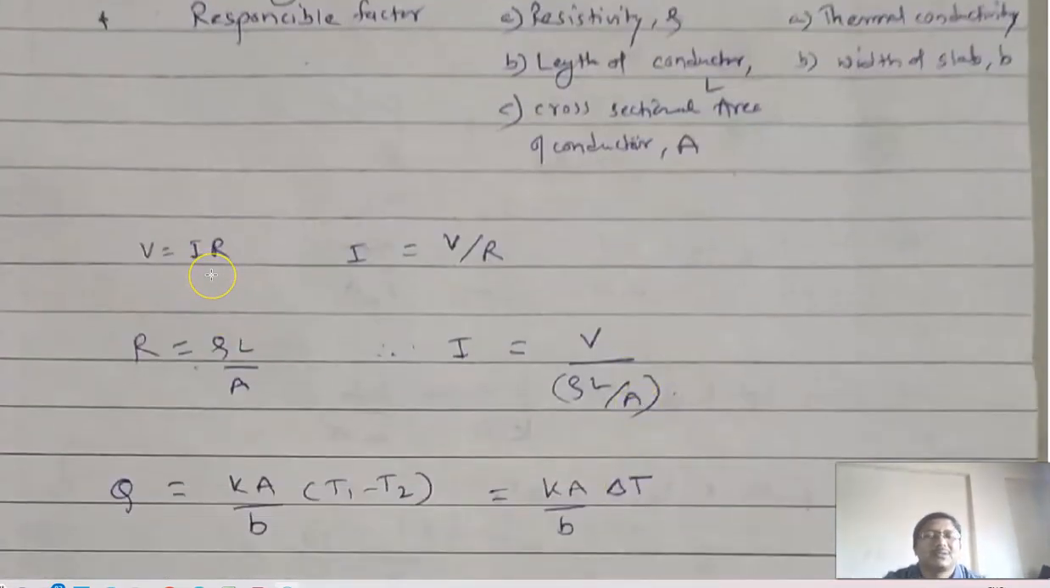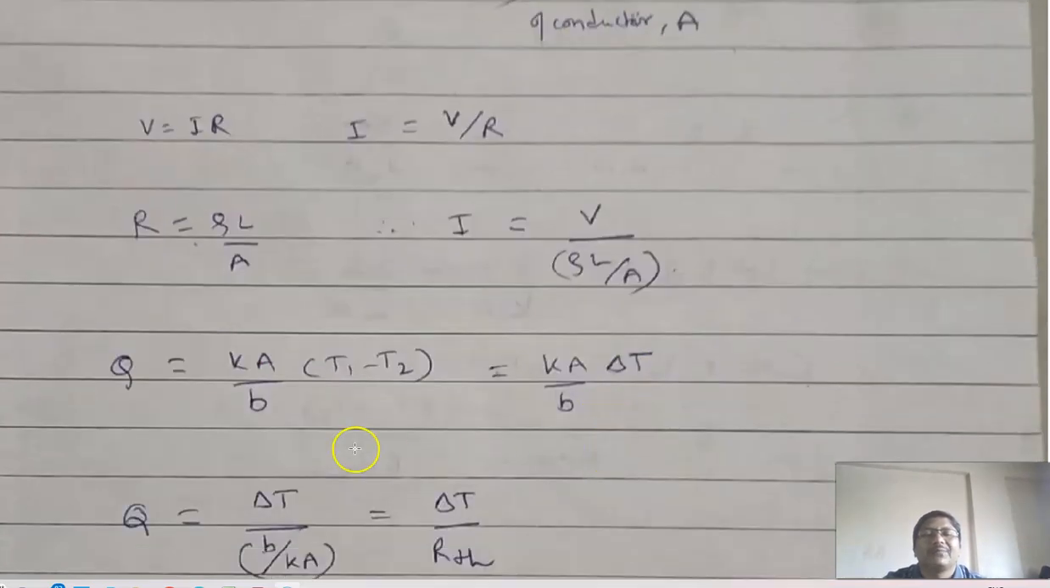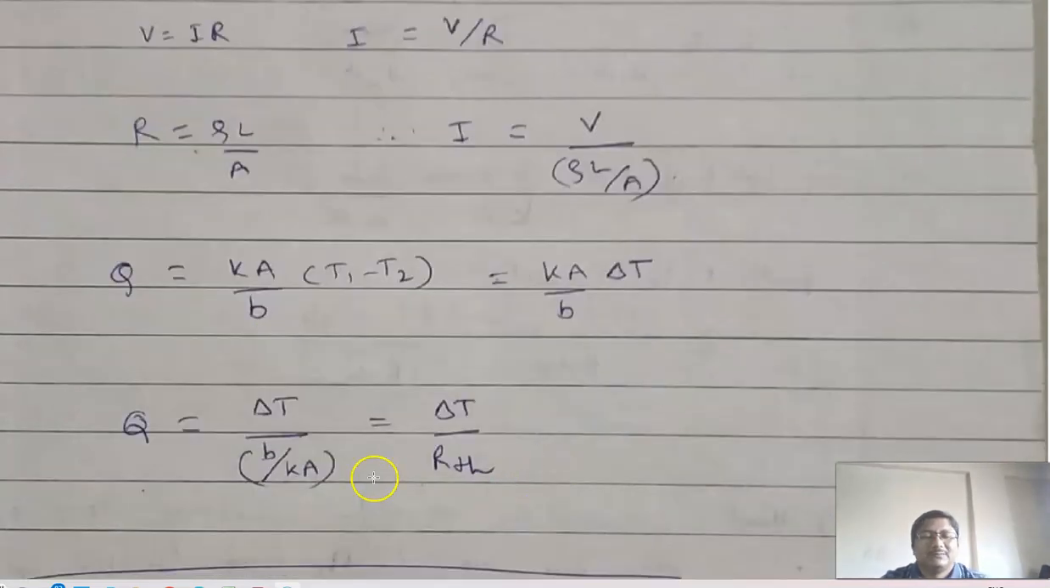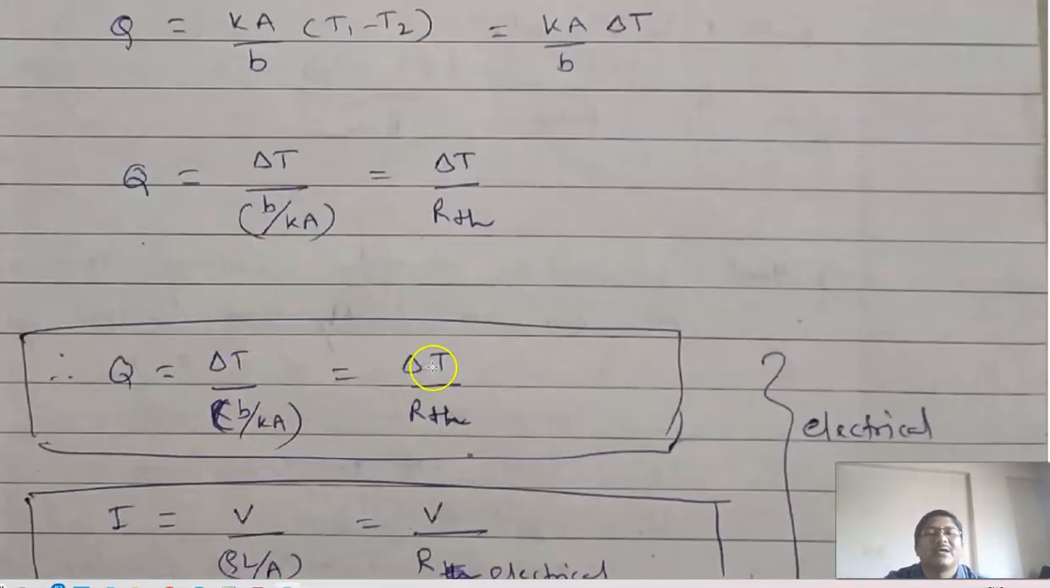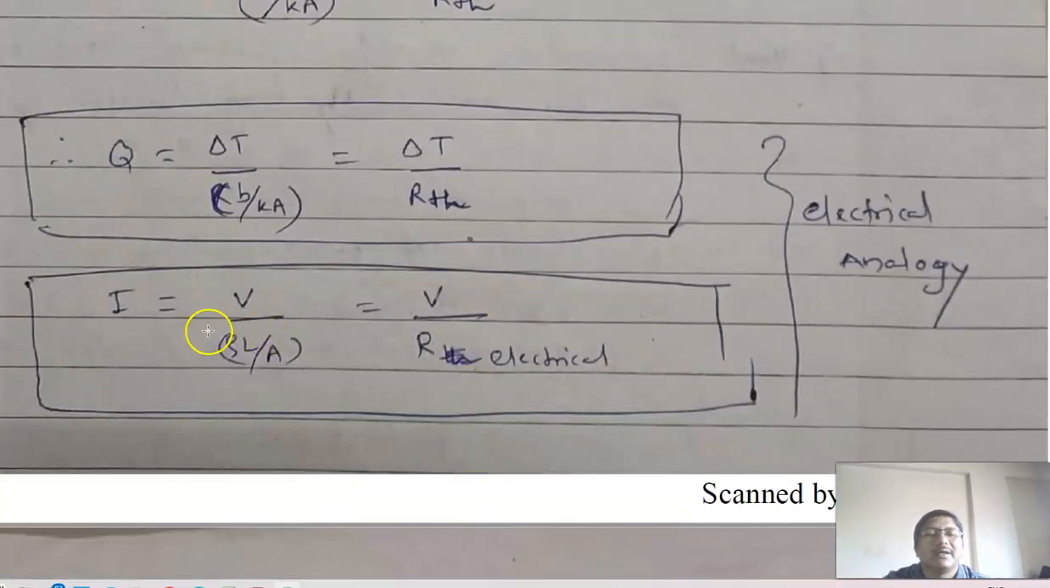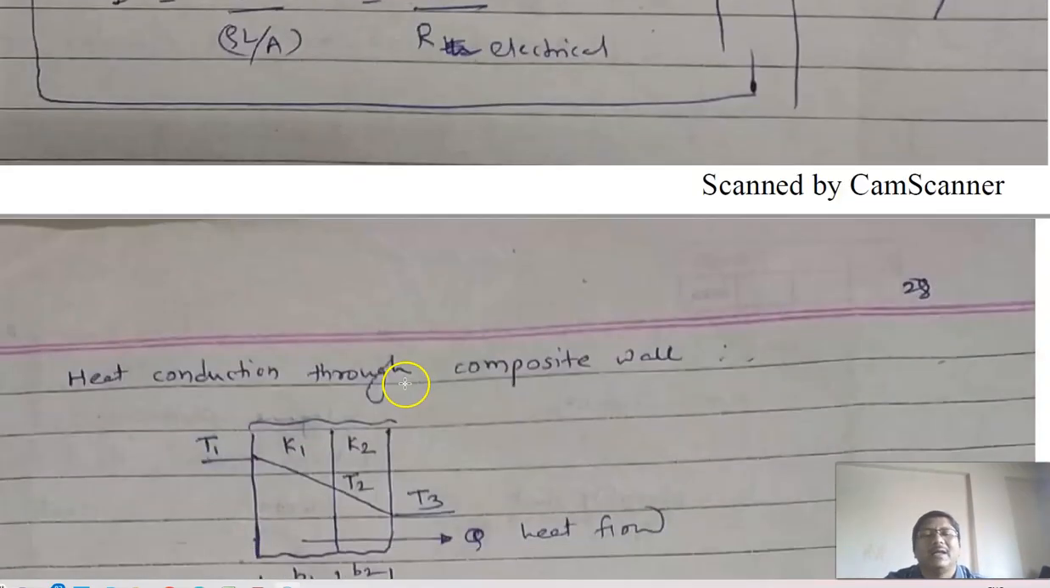So V equals IR, the standard equation; I equals V by R, where R equals rho L upon A, so I equals V upon (rho L upon A). In the thermal conduction equation, Q equals Ka by B into (T1 minus T2), so K by B into delta T. Again we write Q equals delta T upon (B by K), so delta T upon R thermal. So B by K is called thermal resistance. So delta T upon B by K, or delta T upon R thermal. In the electrical analogy, I equals V upon (rho L by A), or we can say V upon R electrical. So this is the electrical analogy.